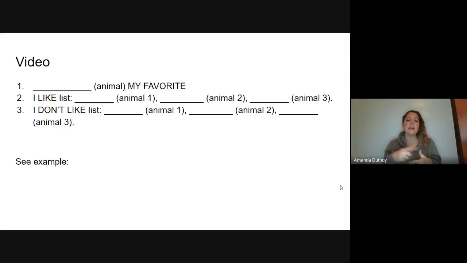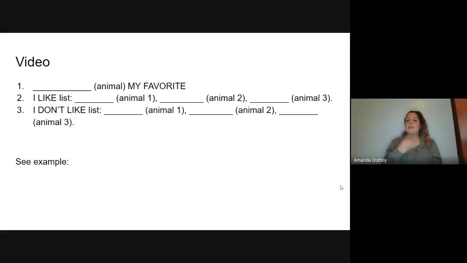So I like 3 different animals. The first one I like dogs. Second one I like horses. And the third one I like tigers. Now for the next one, we're listing again, and you're going to say don't like. I know there's probably not animals that you really don't like. Just make up ones that maybe aren't your favorite, that you kind of don't really care about.